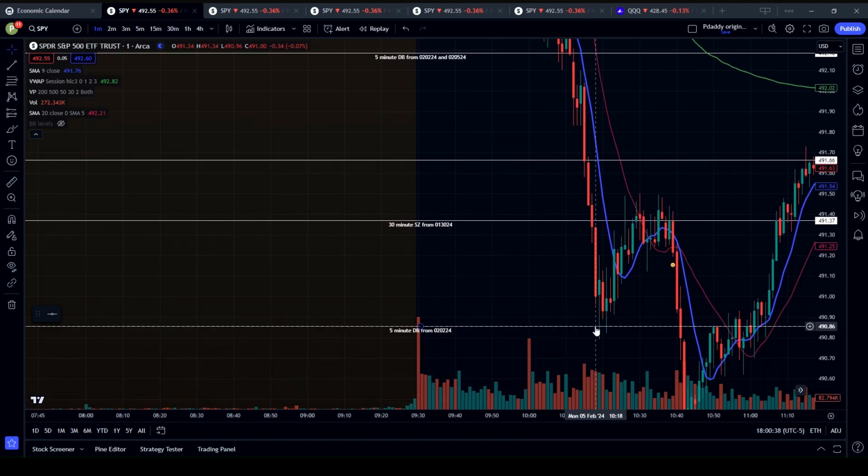Ran down again. We had a 15-minute double bottom from Friday. It ran down to this level right here, reversed, and I thought, you know what? I'm going to see if I can take puts back to the downside again off of a specific rejection zone. So for me, I was looking at this 491.37. Nice little pullback to that area.